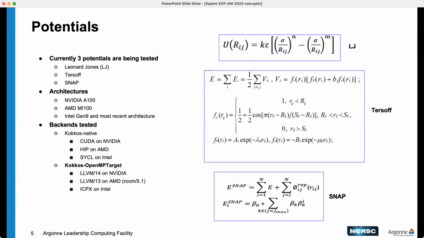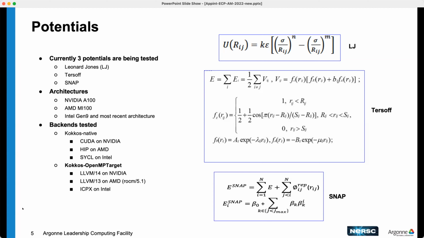Until now we were talking about the actual ExaLT figure of merit problem, the SNAP one, but we are also focused on other potentials in LAMMPS package. We're constantly testing Lennard-Jones, Tersoff, and SNAP on NVIDIA, AMD MI100, and Intel architectures. All the GPU ports of LAMMPS potentials are using Kokkos.